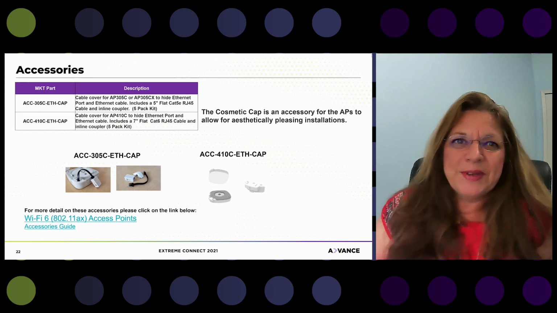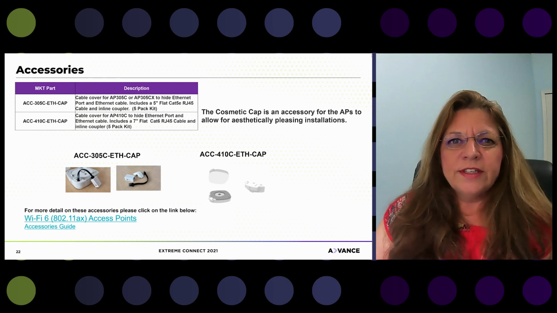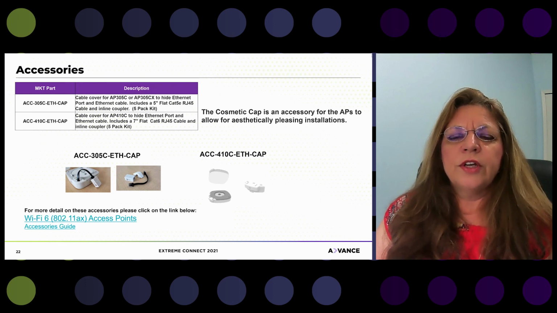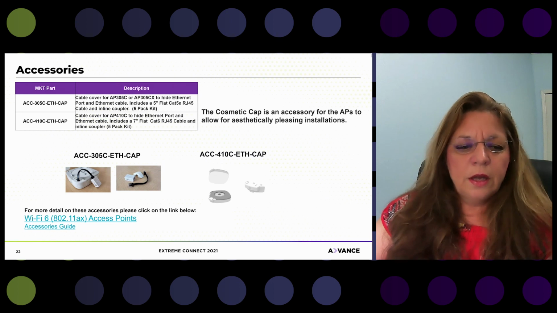Aesthetically pleasing APs. This has to do with the routing of the cables. In the 305C and the 410C, if you want to hide the Ethernet cables, I recommend ordering the 305C and 410C caps. They come in a pack of 5, and they will hide your Ethernet cables. There are couplers in there and a flat cable. Again, these are detailed in the accessory guide.